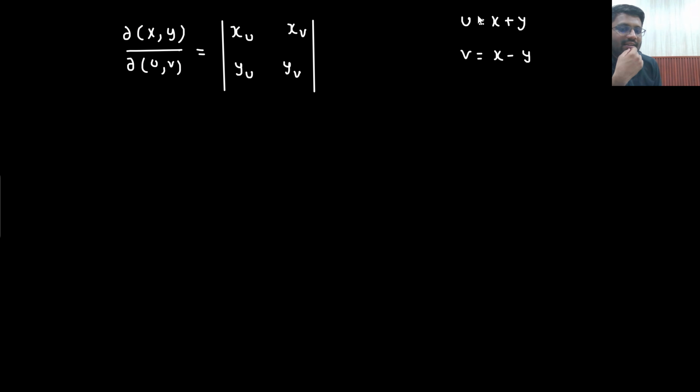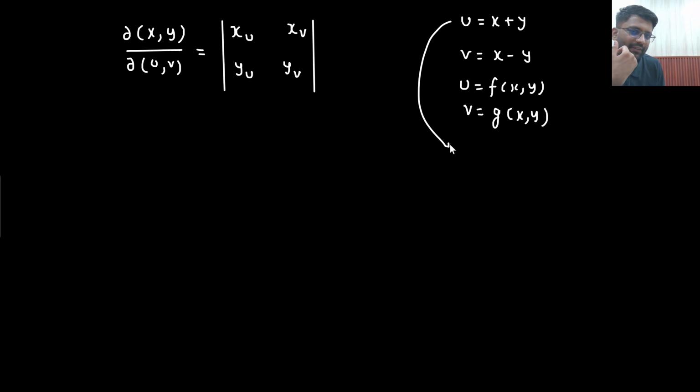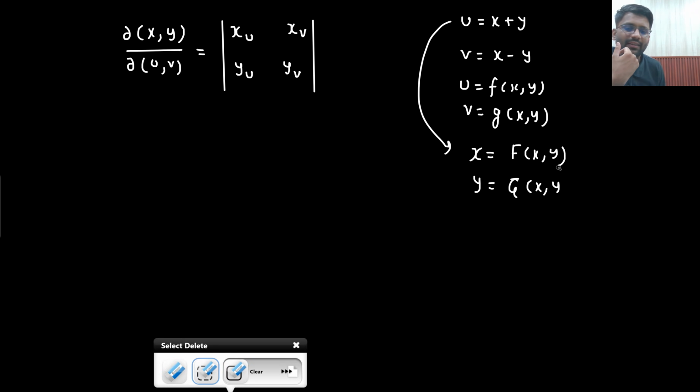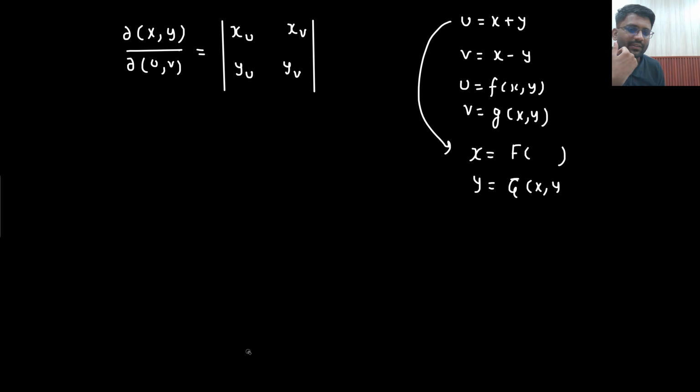What we need to do is that from here I need to get the value of x in terms of u and v. Basically, initially what is given? U is a function of x comma y, and v is a function of x comma y. Now what do I need to do? From here I will convert, and I will make x a function of u comma v, and y a function of u comma v. This is what I need to do.